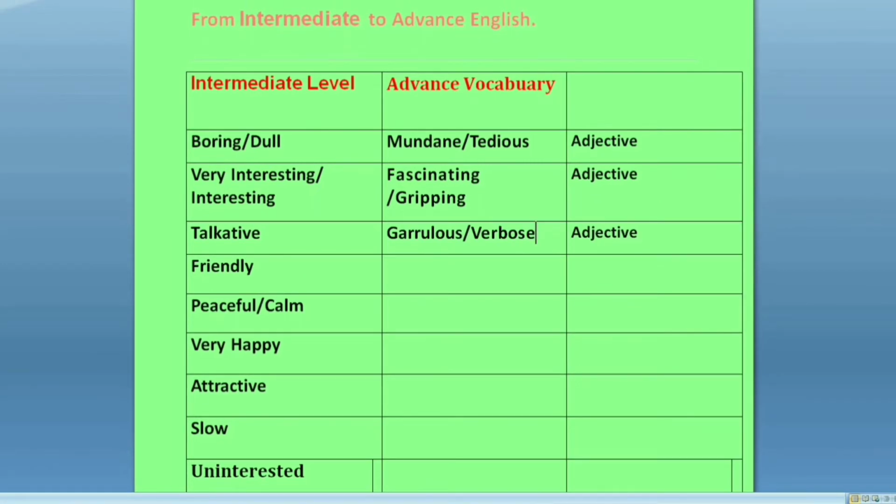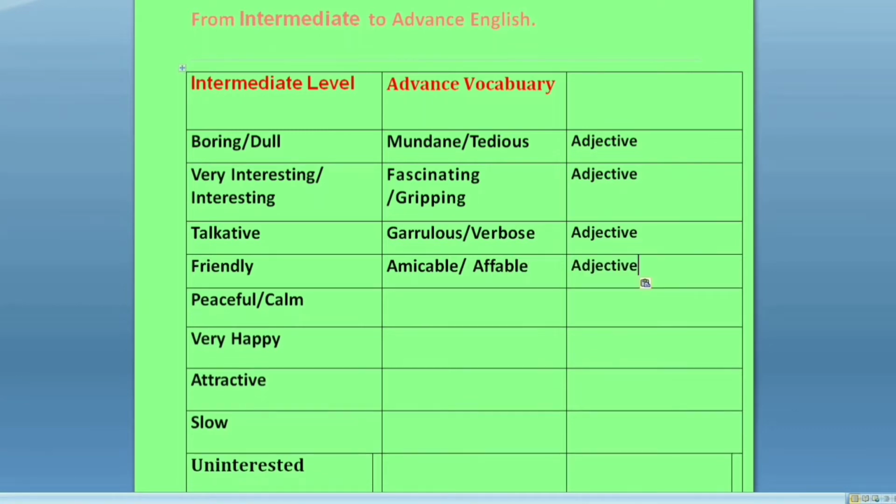So the third word which you see on your screen is talkative, and it is commonly used. So today we are going to see an advanced word that can be used, that is garrulous, right? We can use the term garrulous, which is also an adjective, or we can also use verbose, which is also an adjective, right? So the fourth word which we have is friendly.